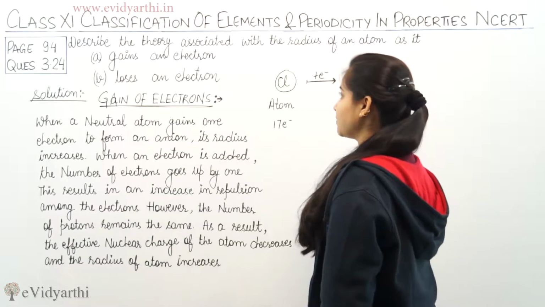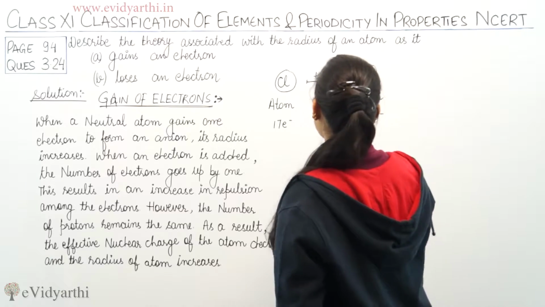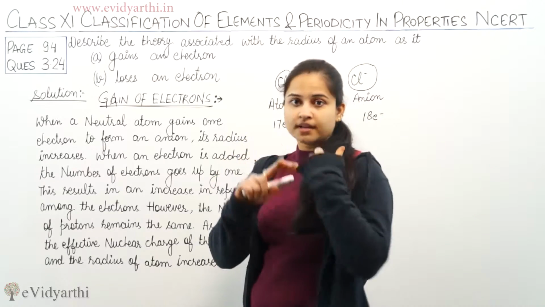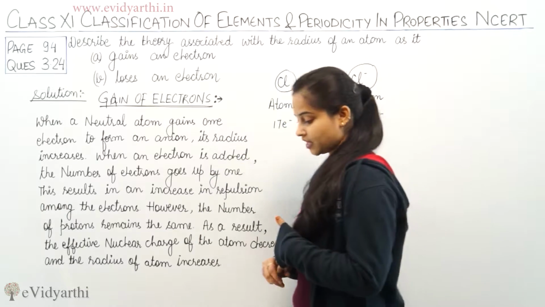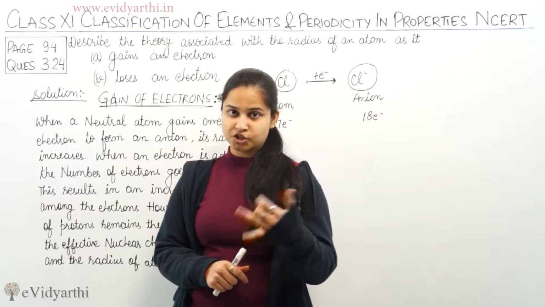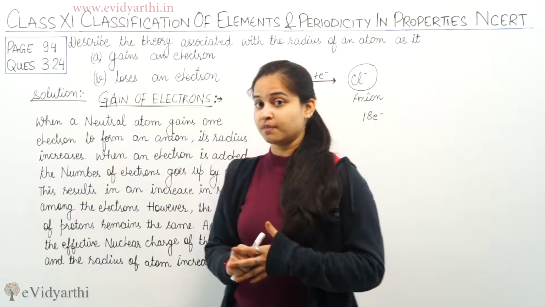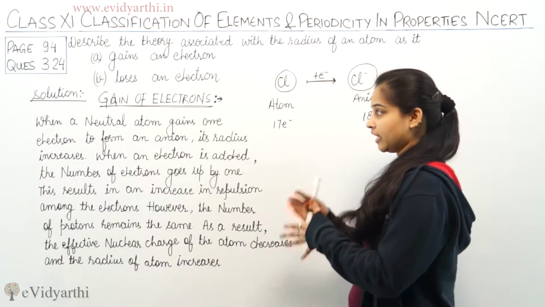So the question is, describe the theory associated with the radius of an atom as it, number 1, gains an electron, and number 2, loses an electron. So we need to describe what happens to the radius when an atom gains an electron and when an atom loses an electron. So let's first of all discuss about gain of electrons.